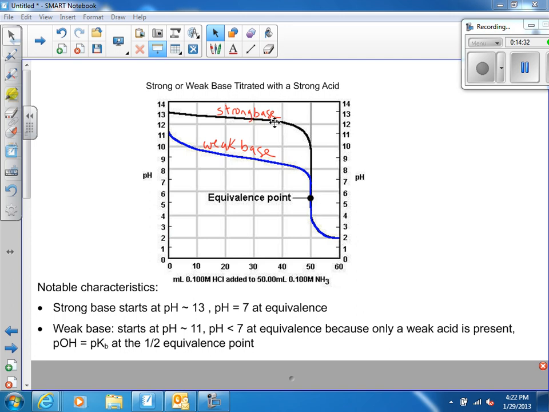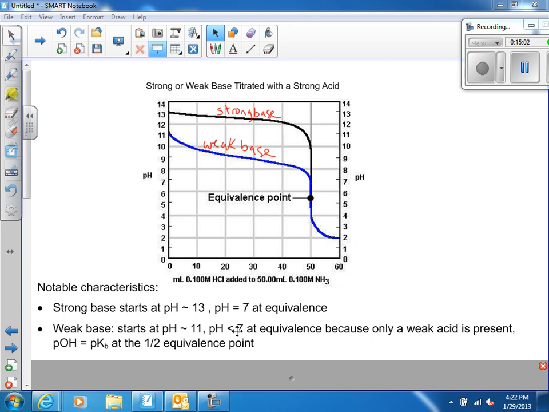Now the strong base titrated with a strong acid. We're going to look at the top and the bottom, go halfway right there, and pH 7, still pH 7 at equivalence when you have strong and strong. Okay, weak base, strong acid. So we go halfway from the top to the bottom. It's right here. And at that equivalence point, the pH is about 5.5, give or take, which is less than 7.